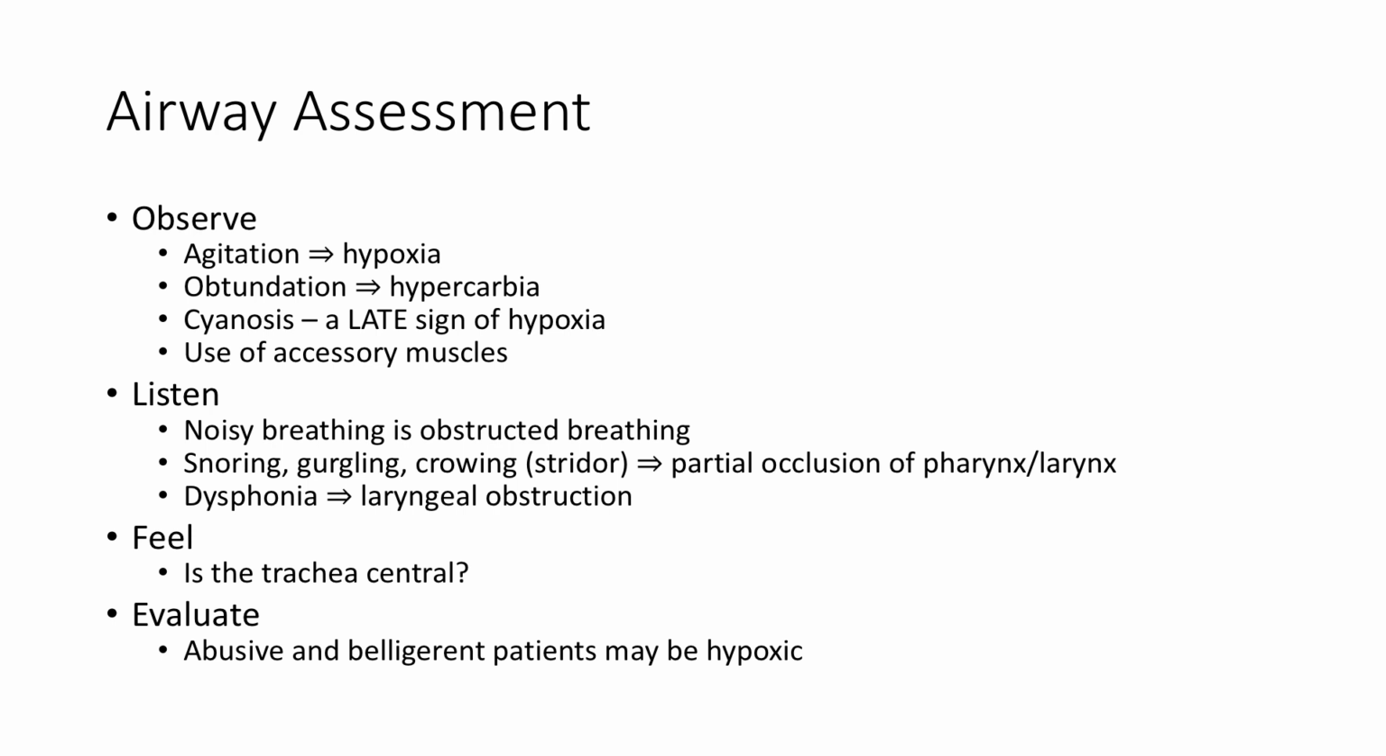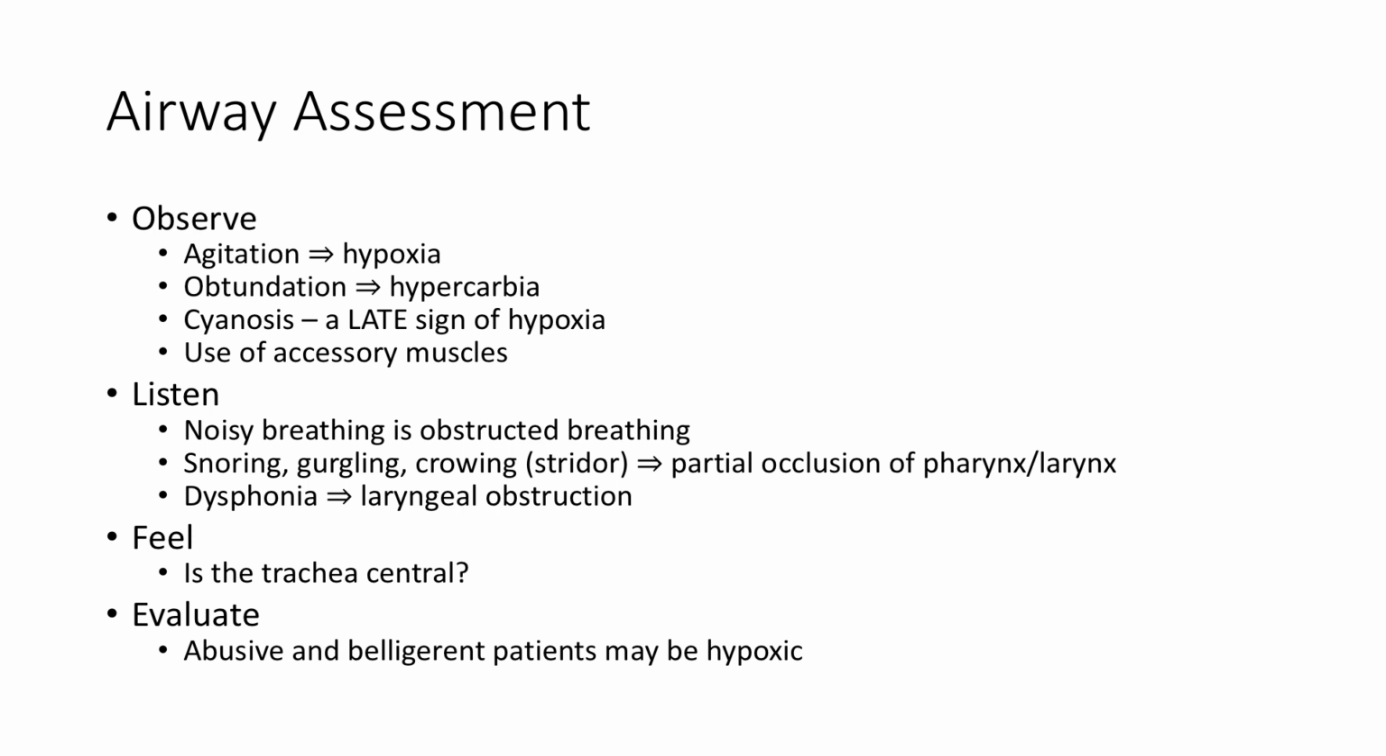Is the patient using their accessory muscles? Are they exhausted? Are they reaching the end of their reserve? You're then going to listen to the patient. So have they got noisy breathing? Because noisy breathing is obstructed breathing. Snoring, gargling, crowing, stridor suggests that the patient has got partial occlusion of the pharynx or larynx. Strange speech suggests they've got a laryngeal obstruction.